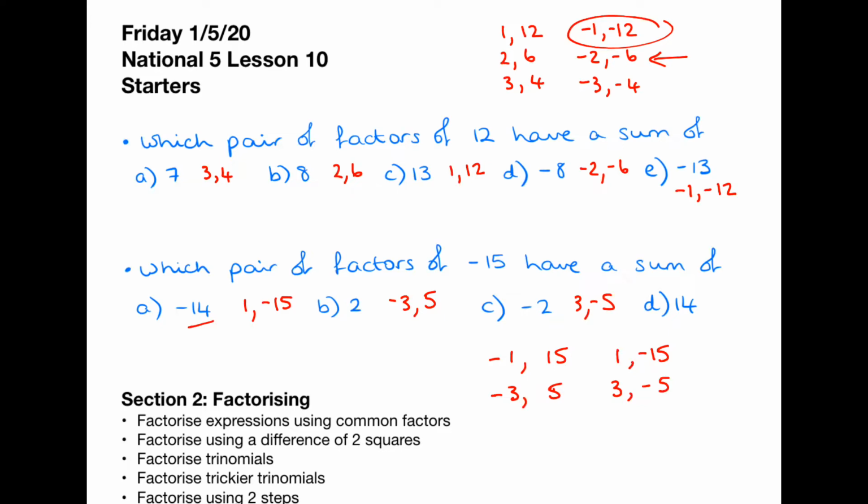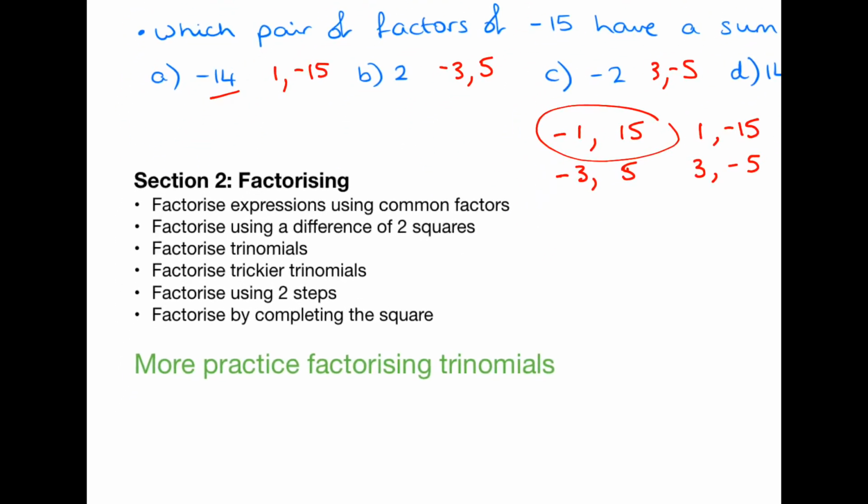Okay, and then to get a sum of 14, it must be one of the ones that have got 15 in it, and it's got to be the one that's got positive 15. So it's this one. Negative 1 add 15 is positive 14. So that's our pair there. Okay, these are the kind of things that we're going to have to think about in our factorising.